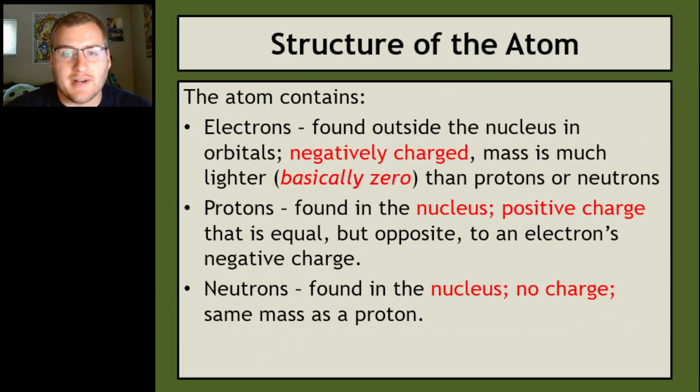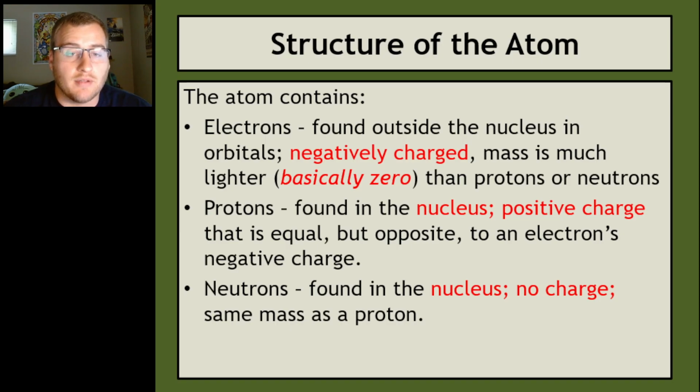The structure of the atom, hopefully we know pretty well, but we're going to go over it again. The atom contains these three main subatomic particles. We have electrons. They're found outside of the nucleus in orbitals. They are negatively charged, and their mass is really, really small. It's basically zero. It's actually like 1,000 times smaller than a proton or a neutron. The reason for that is that electrons are actually fundamental particles, meaning they can't be split down any further. They're not made of anything else.